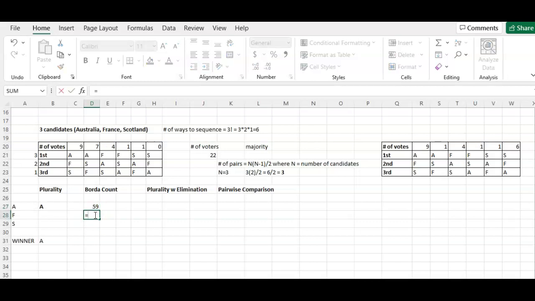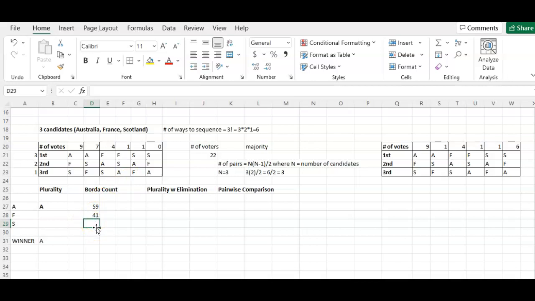Start the cell with an equal sign, no spaces, and F received 2 points with 9 votes, so 2 times 9 equals 18. And then F received 1 point for 7 votes, that's a 7. 3 points, 4 votes, so 3 times 4 is 12. And 3 points, 1 vote, so that's 3. And then 1 point, 1 vote, that's 1 times 1 is 2, and I'm going to hit enter, and I get a 41 for F.